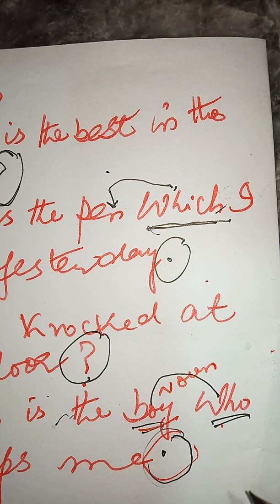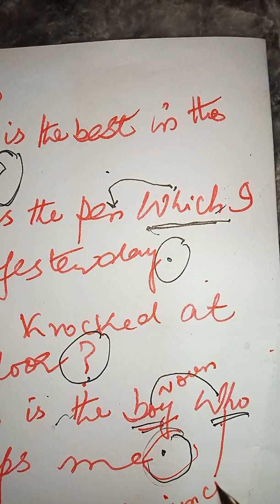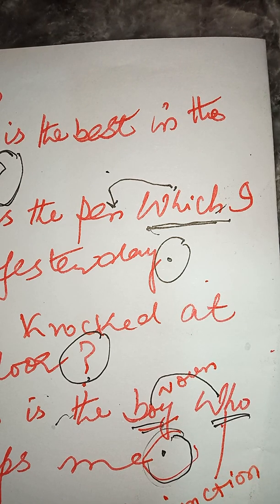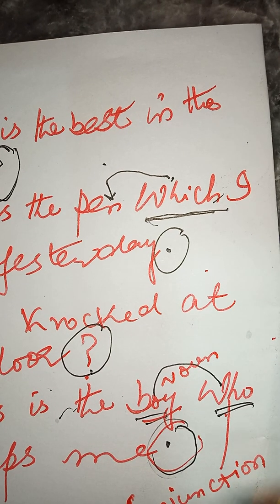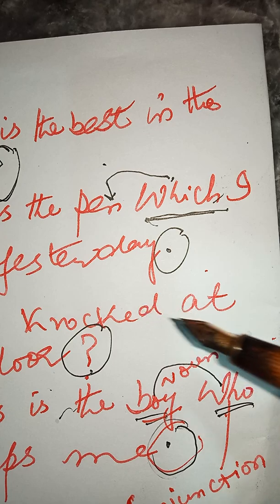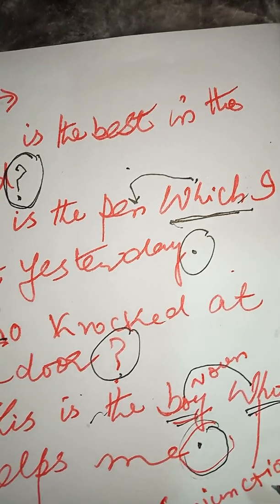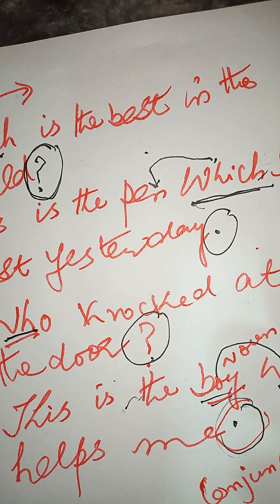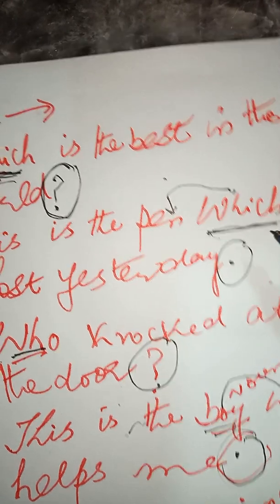So this who here is used as a conjunction. As I have told you, what is a conjunction? The word that joins two or more sentences, or two or more words, is called a conjunction. Therefore, here who is not used as an interrogative pronoun, but as a conjunction. So it is very much clear to all of you what the difference is between a relative pronoun and an interrogative pronoun.